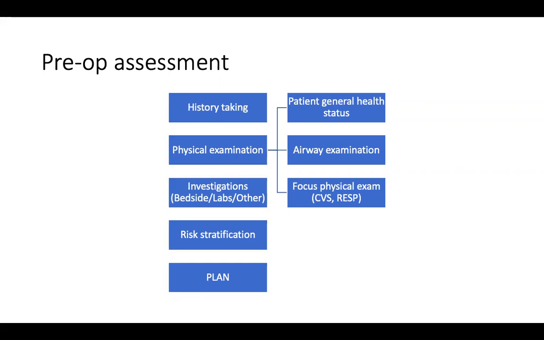Then after you've done all those things, history taking, physical examination, investigation, you risk stratify your patient. So after all of that, you should be able to come up with a plan. You should be able to say, this is a high risk patient, this is a low risk patient, this is an intermediate risk patient. And you should then establish, is it safe to continue with this surgery or not?